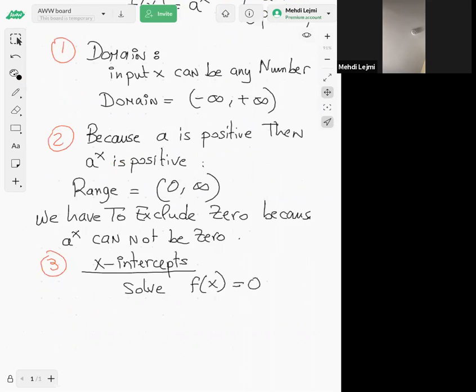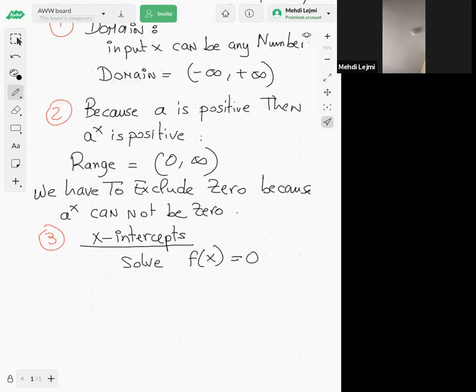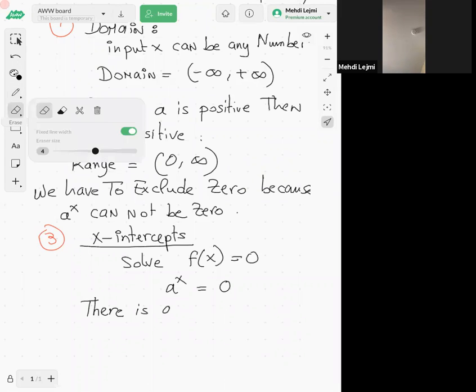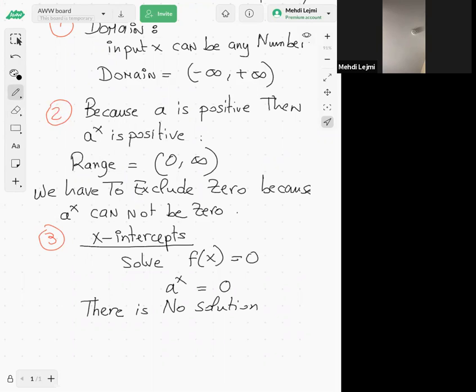So my f of x is the exponential in base a, right? So that's a to the power x equal to 0, but a cannot be 0, so this a to the power x cannot be 0. So there is no solution because my a is positive, because the only way to have 0 is when a is 0, right? 0 to the power x will be 0, but otherwise you cannot have 0. So there is no solution because a is positive. A positive number to some power cannot be 0.